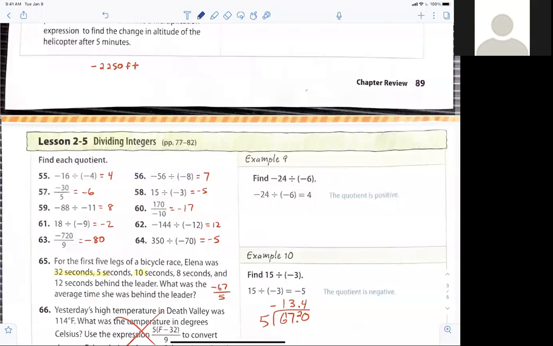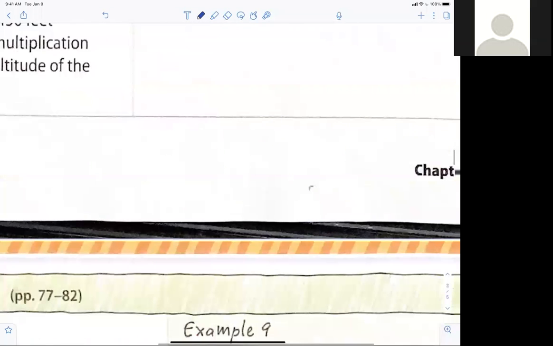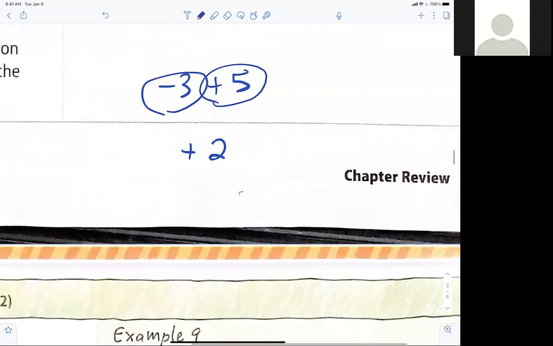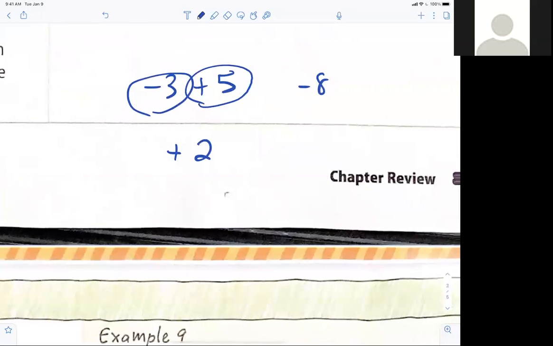When you're adding a positive and a negative, you always subtract and then keep whatever sign is more. So for example, if you have -3 plus 5, you just subtract them. That would be 2. And then the answer is positive because 5 is bigger than -3. You with me? Now I'm going to give you another example. If I said -8 plus 6, you would go 8 minus 6 is 2. And now there are more negatives than positives, so the answer is negative. You with me on that?